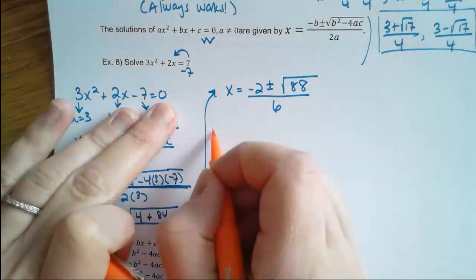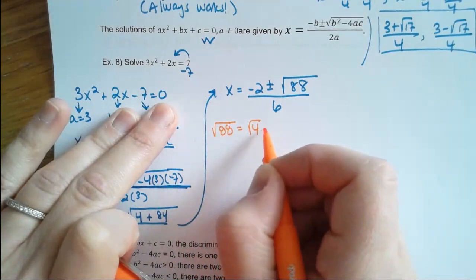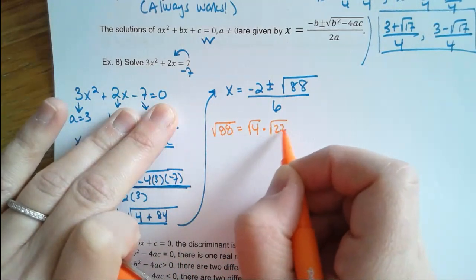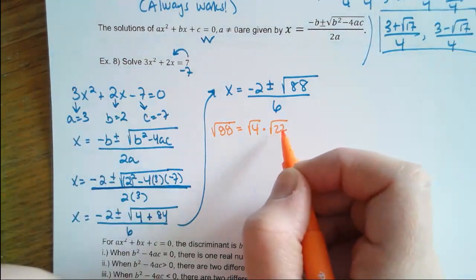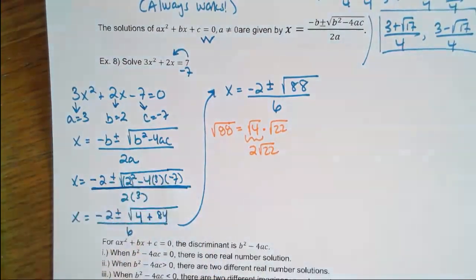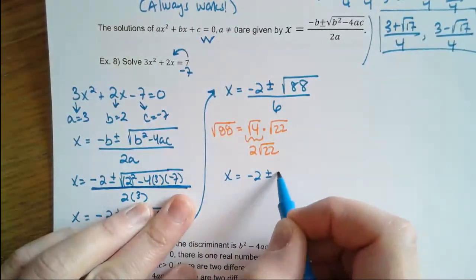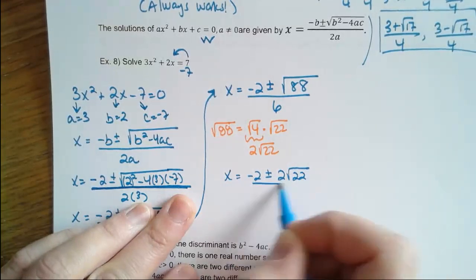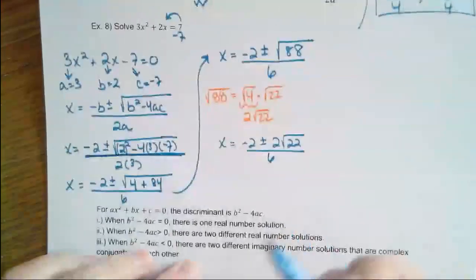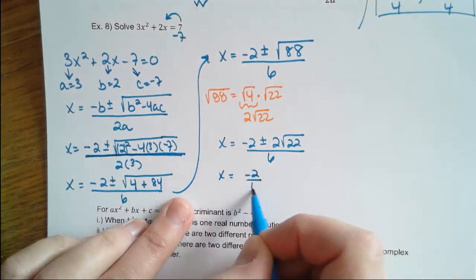So, square root of 88. I can definitely take a 4 out of that. And that leaves me with root 22. And root 22 I can't break down anymore. So I can at least do some of this, 2 root 22. So my answer becomes negative 2 plus or minus 2 root 22 all over 6. And I do want to clean this up a little bit. So I'm going to go ahead and split this now.